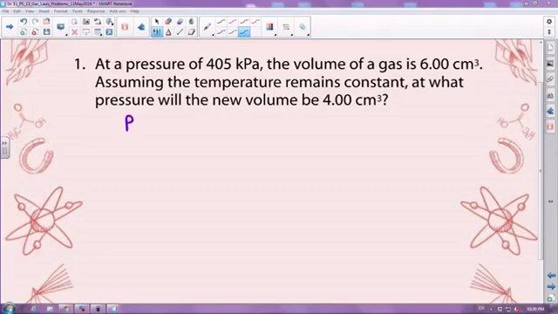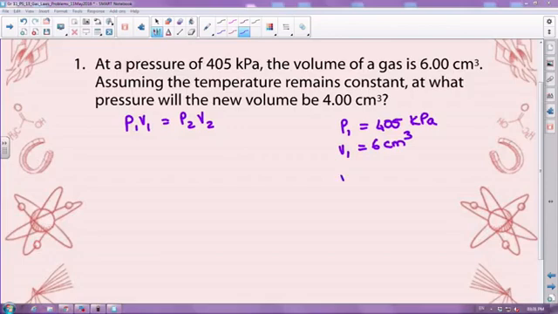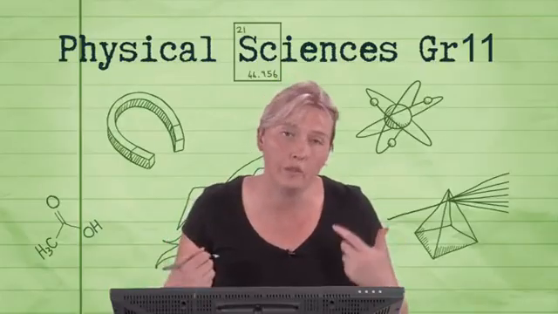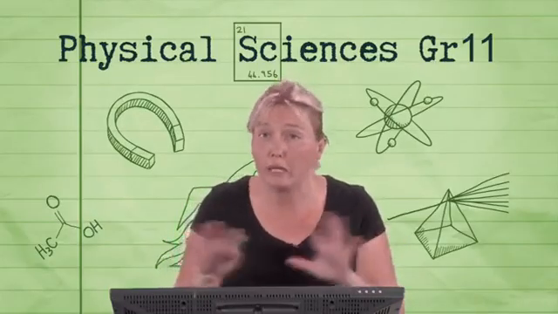So I'll help you out here. P1 V1 equals P2 V2. So remember, that's what we have to write. And I always like to make a note of all the variables that we've been given, all the values, so that I can get everything organized. So 6 centimeters cubed. My pressure 2, I don't know what that is, but my volume 2 is 4 centimeters cubed. Okay, so you now have time during the ad break in which you can quickly do this calculation.